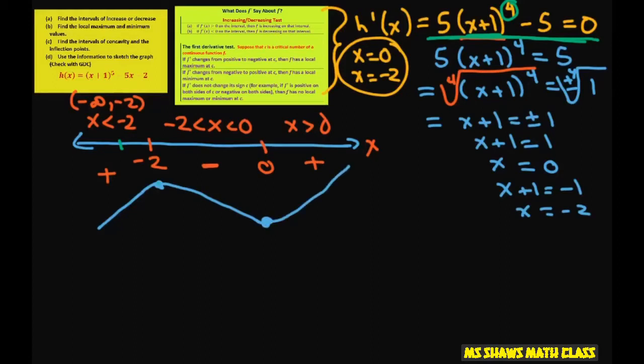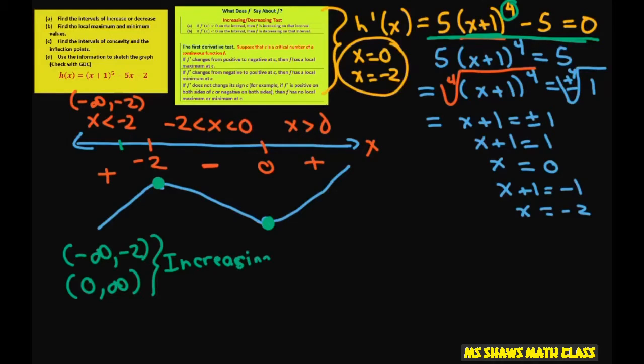That means we have a local max here and a local min here. So it's increasing from negative infinity to negative 2 and from 0 to infinity. So this is increasing. Plus, plus. And it's decreasing from negative 2 to 0. It's decreasing.